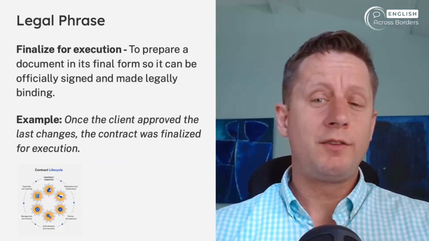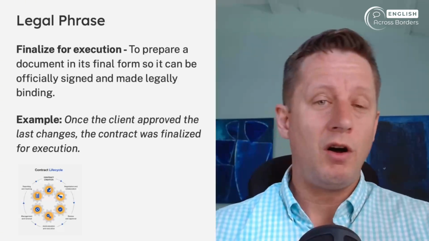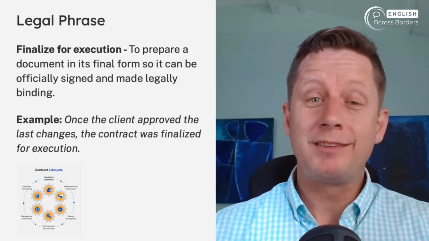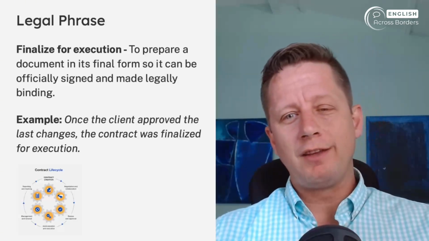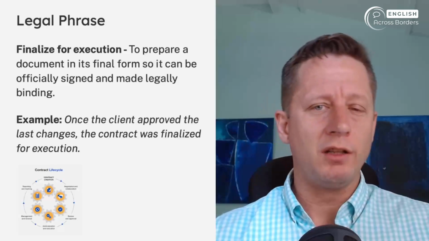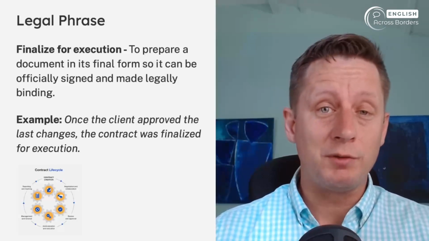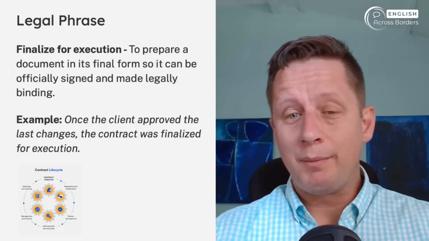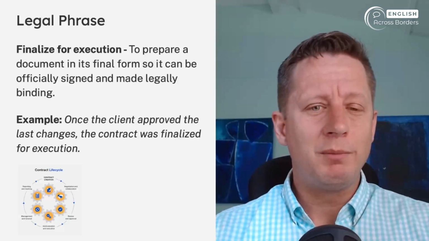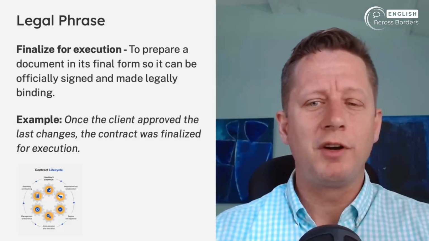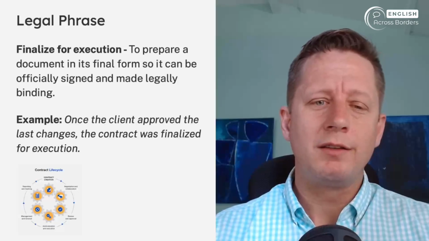To finalize for execution means a document is ready to be signed. All drafts reviewed, all comments incorporated, and all parties in agreement. This phrase marks the final stage in a long drafting process that may involve several offices and several languages. In the example, the client has approved all last minute revisions, so the team finalizes the contract for execution. It's a formal way of saying, "We are ready to sign."